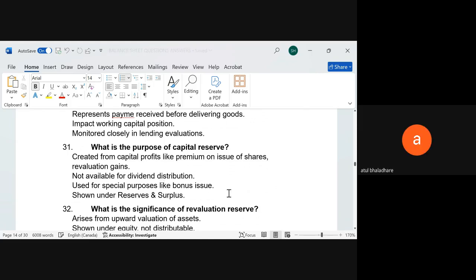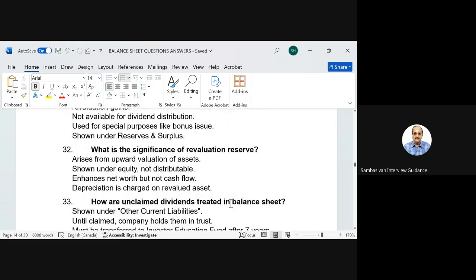Yes, sir. What is the purpose of capital reserve? Created from capital profits like premium on issue of shares, revaluation gains, not available for dividend distribution, used for special purposes like bonus issue, shown under reserves and surplus. These types of questions are all new ones. Normally they don't ask, but last time in PNB one or two people were asked such questions also, regarding capital assets being sold and profit received and all that.